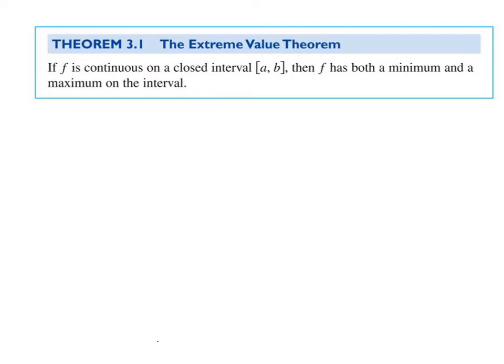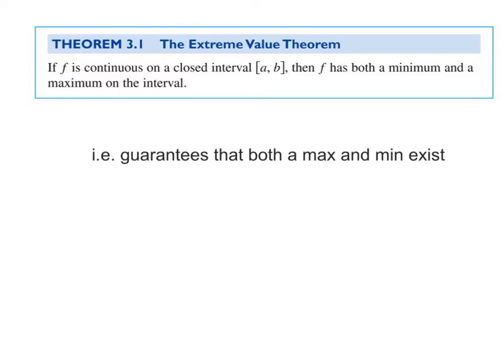The first thing we need is the extreme value theorem. It says if f is continuous on a closed interval, [a, b], then f has both a minimum and a maximum on the interval. What that means for you is it's guaranteeing both a maximum and minimum exist.